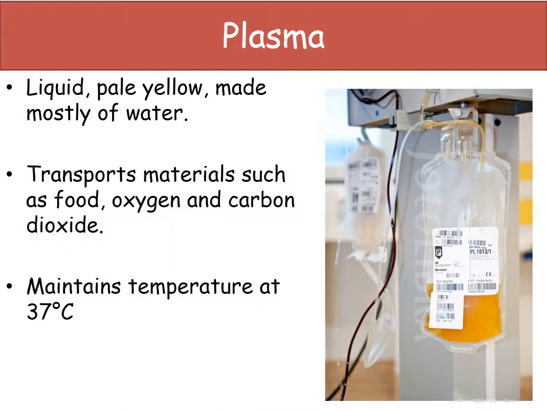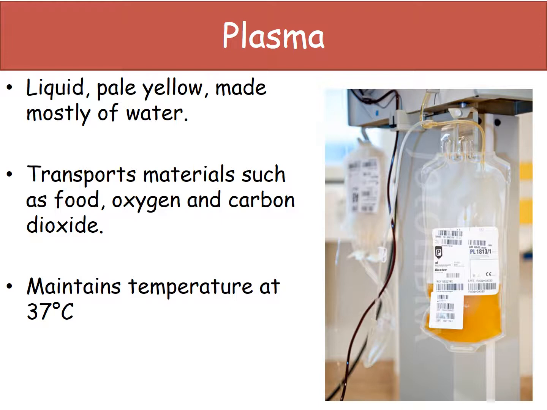First up is plasma. Plasma is the liquid part of the blood. It is pale yellow in colour and is mostly made of water. Plasma is responsible for transporting many dissolved chemicals around the body. These chemicals include useful materials, such as food and oxygen, and also wastes like carbon dioxide. Plasma also transports heat around the body.